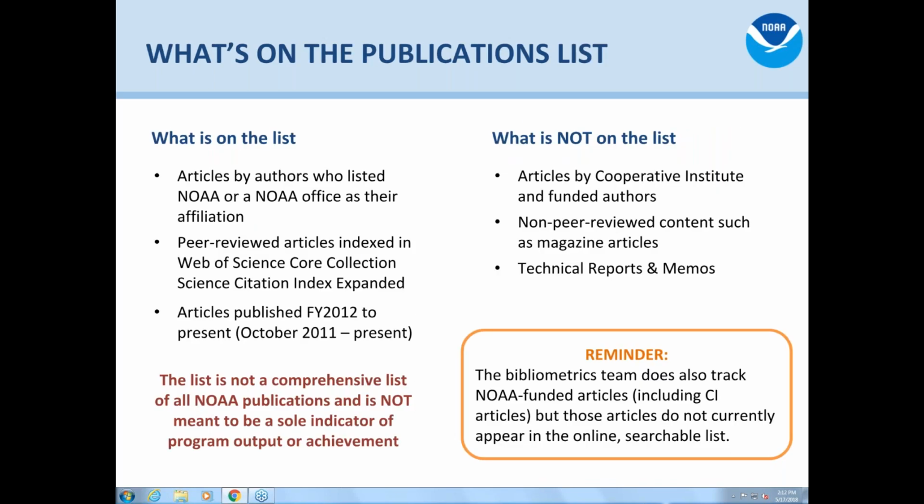So to clarify, the list only includes peer-reviewed articles that are indexed in Web of Science and have one or more authors who listed NOAA as their affiliation. There are a number of reasons why any given article might not be on the list. The biggest one is that it's not a peer-reviewed article. It's a magazine article, a tech memo or report, a conference paper, something like that.